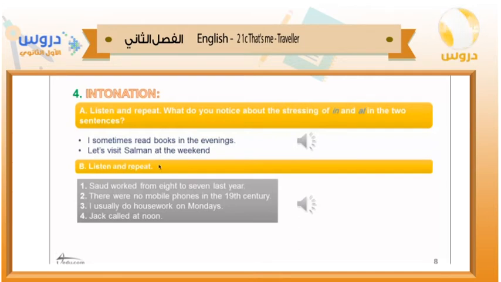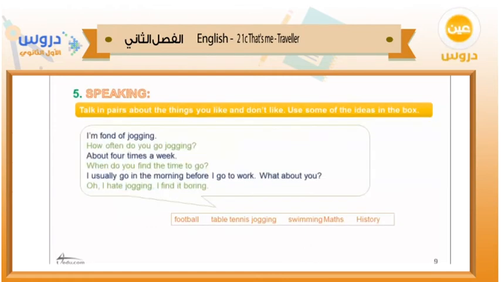B. Listen and repeat. 1, Saud worked from 8 to 7 last year. 2, There were no mobile phones in the 19th century. 3, I usually do housework on Mondays. 4, Jack called at noon. Okay, very good. Let's move to number 5.